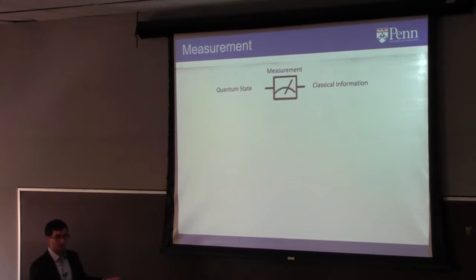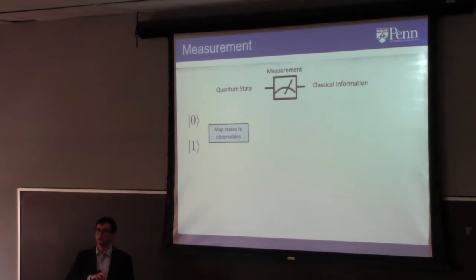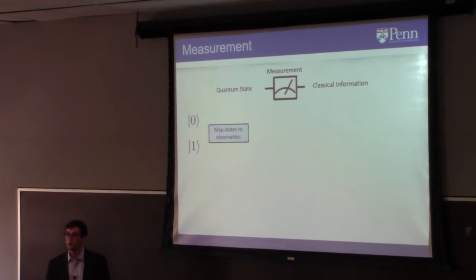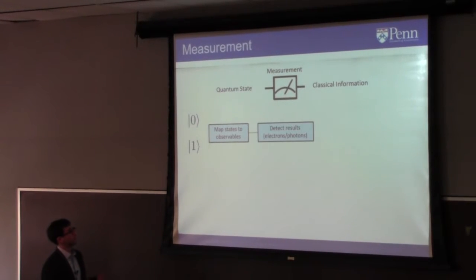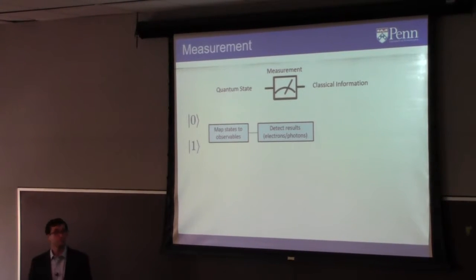And to flesh it out a little bit more, we have our qubit states. Sometimes I'll refer to them as eigenstates. And what you need to do is map these states to observables. What I mean by that is we need to somehow take this quantum state and get it to produce something we can measure in the lab. For us, we're really good at measuring electrons and photons. So we need to have a physical system that can produce that. Secondly, we need to detect these results. We're getting very good at this. The electronics are not really limiting us anymore.